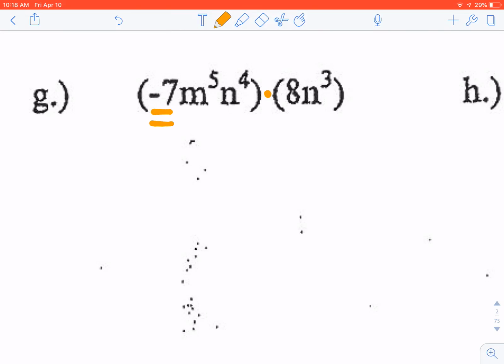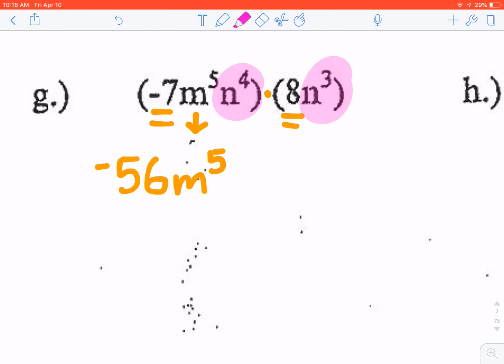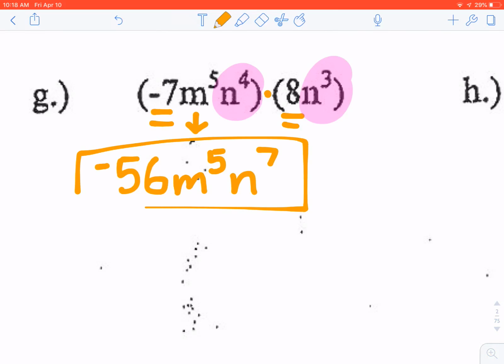So we're going to take our coefficient, which is the number in front. Okay, because they're different, we are just multiplying them together. So negative 56. The m is by itself, so I'm going to draw my arrow. We are just sliding that down. And then the n is repeated. Okay, so n to the fourth times n to the third. Rewrite the n, and you're going to add your exponents. So 4 plus 3 is 7. So negative 56, m to the 5th, n to the 7th.